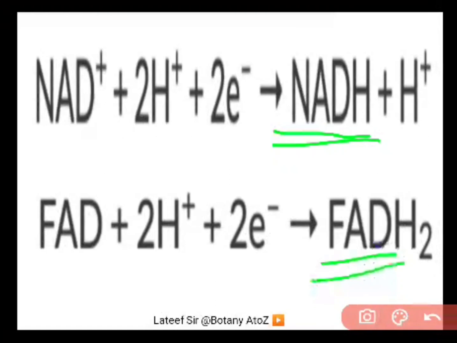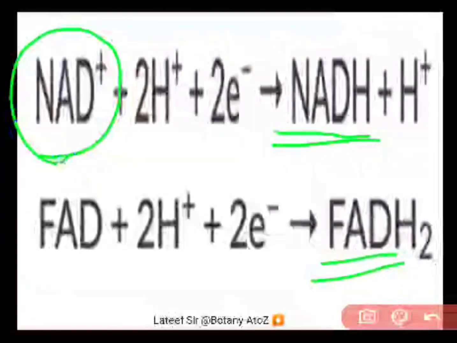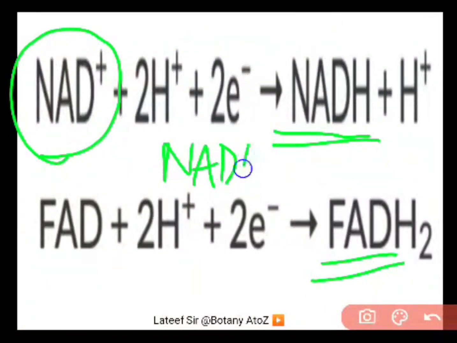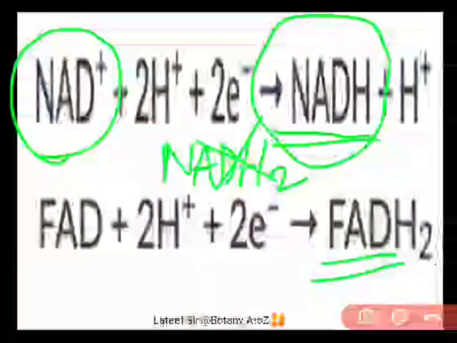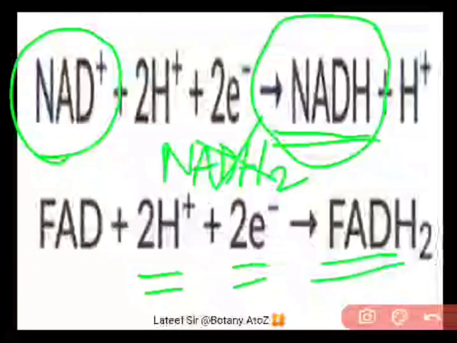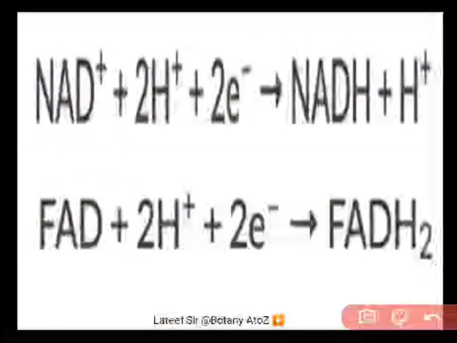FADH2. As you have seen in many biological redox reactions, when we give 2 protons and 2 electrons to NAD positive, it does not become NADH2. Instead, it becomes NADH. At the same time, the 2 electrons and 2 protons provided to FAD convert it into FADH2. So we will see the structural difference between these two coenzymes. At the same time, we will see why NAD gets converted into NADH, but FAD gets converted into FADH2.